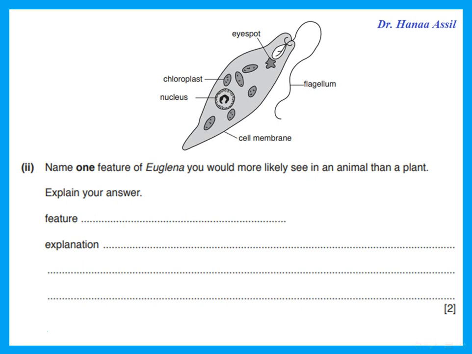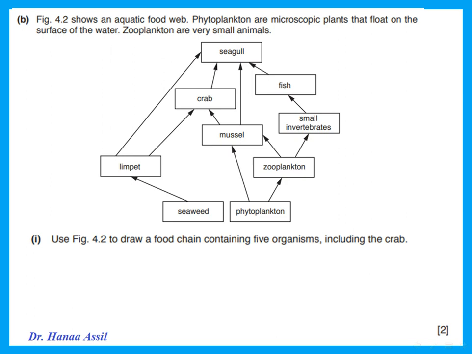Name one feature of Euglena you would more likely see in an animal than a plant cell. So which of these would you not see in a plant cell? Obviously, can you see the flagellum? It needs the flagellum for movement, and you cannot find a plant cell that has something to help it for movement.